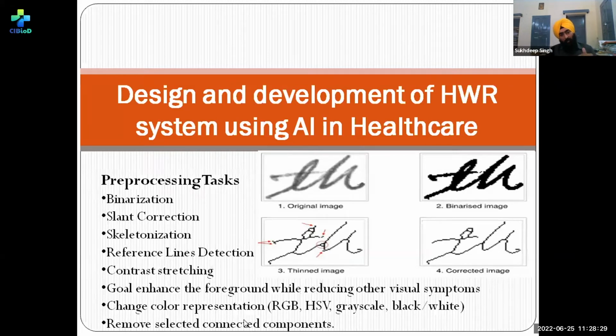Then there can be certain sharp edges or unwanted trajectory in our handwritten text that also need to be removed for correction of the image. There are also baseline detection, where the text is written, contrast stretching, and removing the selected connected components, meaning dividing the collected data into different components. So there are certain pre-processing steps that we have to use on our collected or scanned data for the development of the HWR system.